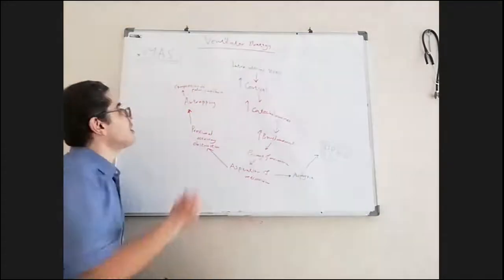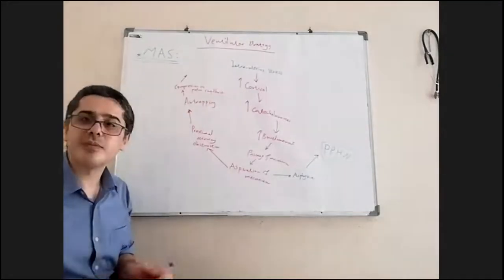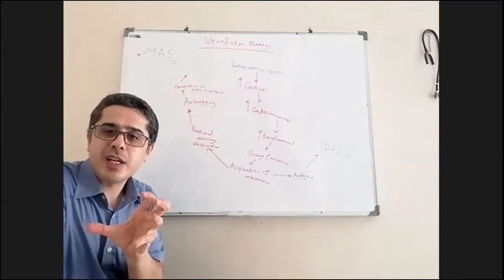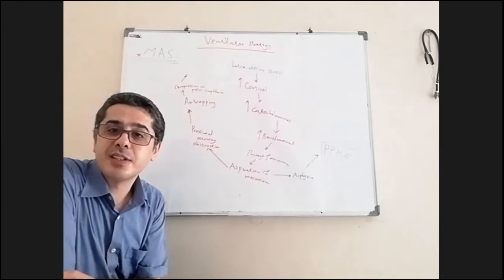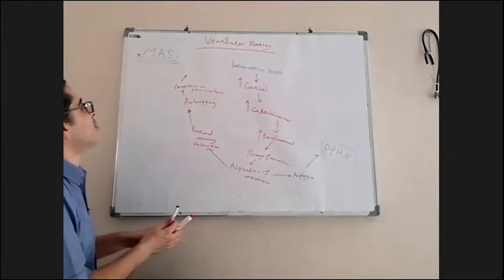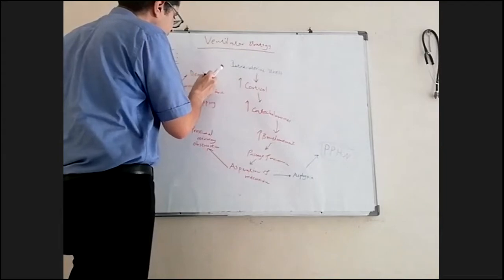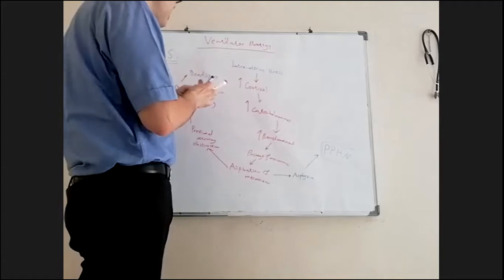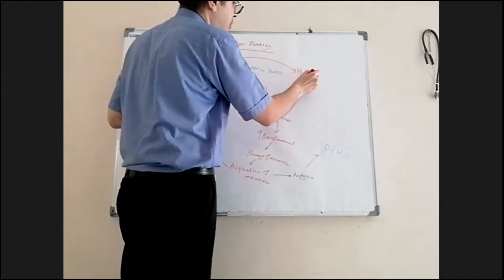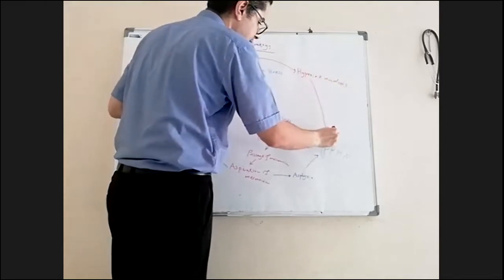When the pulmonary capillaries are compressed, what will happen? Is it shunt or dead space? Anyone can tell? Dead space. Very good. So with compression of pulmonary capillaries, it is dead space. When we have dead space, we will have hypoxia and acidosis. When we have hypoxia and acidosis, they will lead to PPHN.